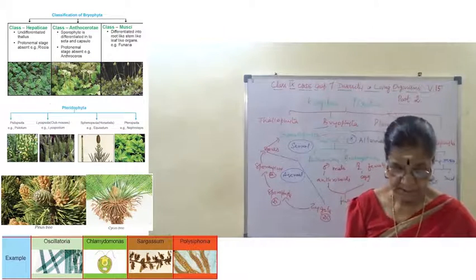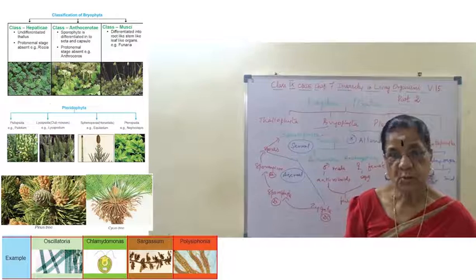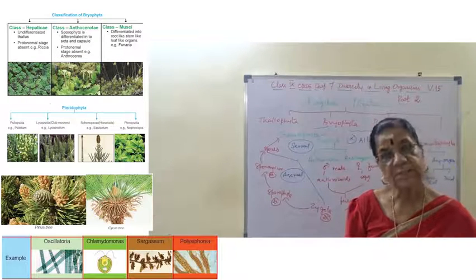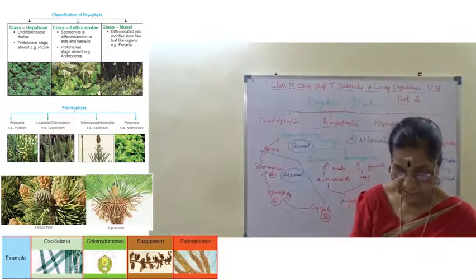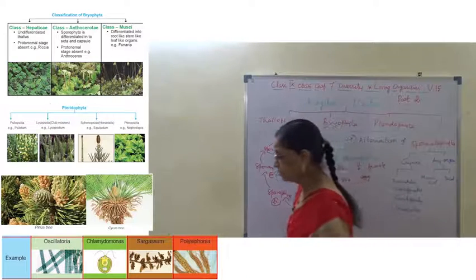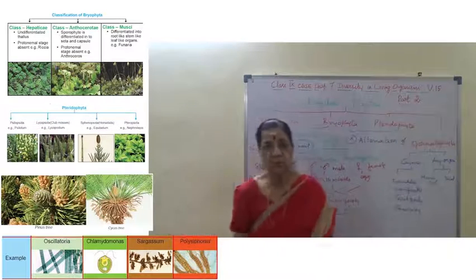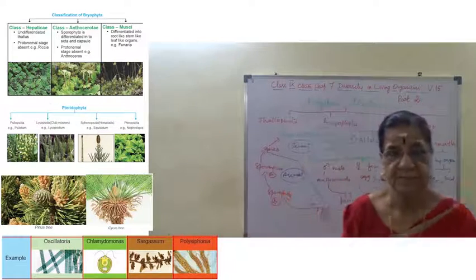Last is gnetales, a small group of plants with advanced characters, and ovules are naked on a flower-like shoot. Naked ovules will be present.